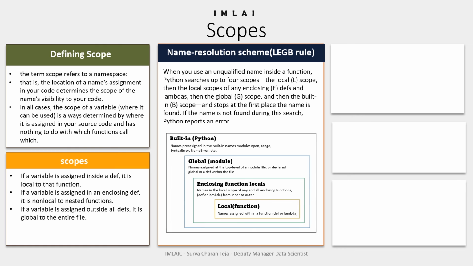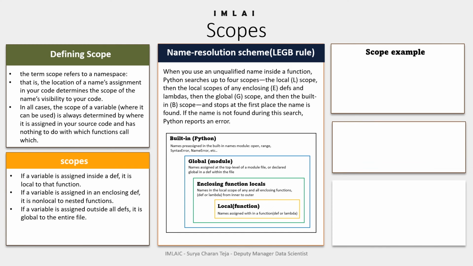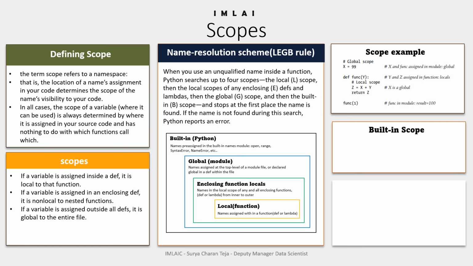Okay, and here are some examples. The first one is a scope example, and the second one is built-in scope. For the scope example, the high-level code, whichever you write at the high level, is a global scope. X equals 99 is a global scope. And here capital Y is local, and Z is local in the function.